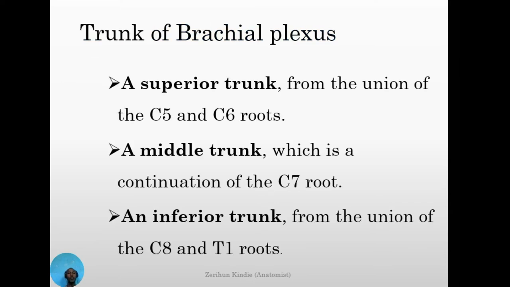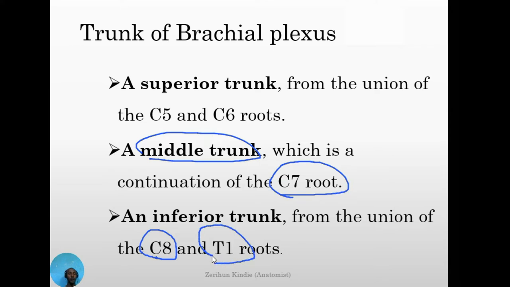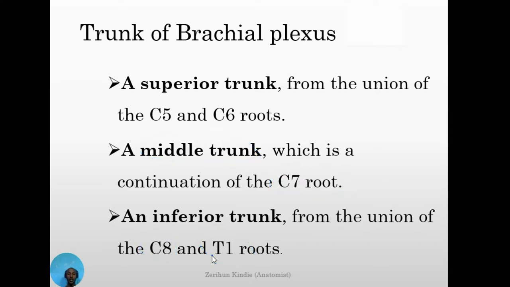The trunks of the brachial plexus, as I told you in the picture: there is the superior trunk, which is formed from the roots of C5 and C6. But the C7 root only gives one, the middle trunk. The inferior trunk is formed from C8 and T1. So we can get the superior trunk, middle trunk, and inferior trunk.